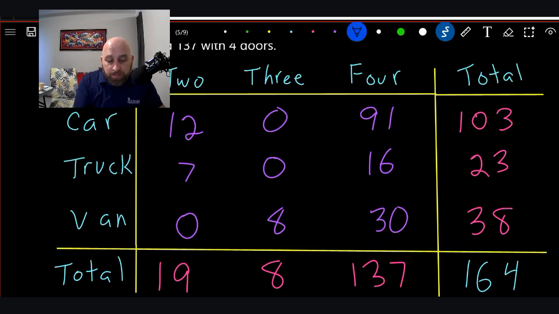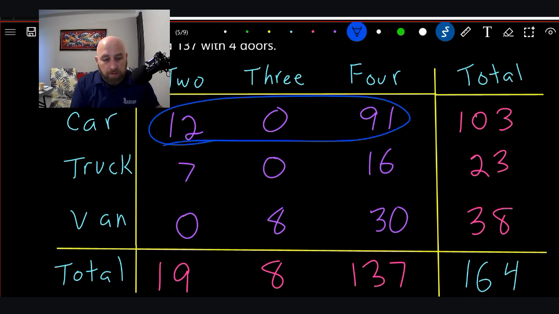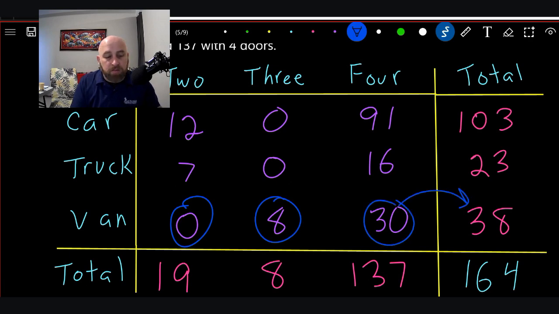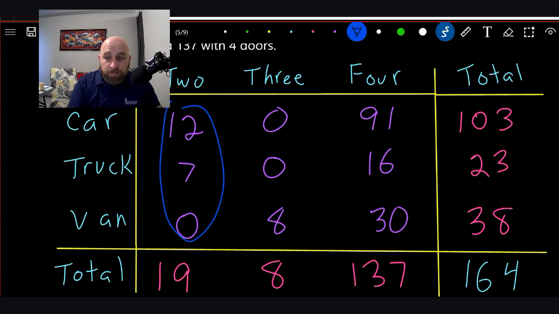Each one of these should equal their total. Okay? So the horizontal total should equal 12 plus 0 plus 91 equals 103. Okay, we're good. 7 plus 0 plus 16 equals 23. Okay, good. 0 plus 8 plus 30 equals 38. We're good. Now, the other thing is all of these vertical rows should equal their total as well.